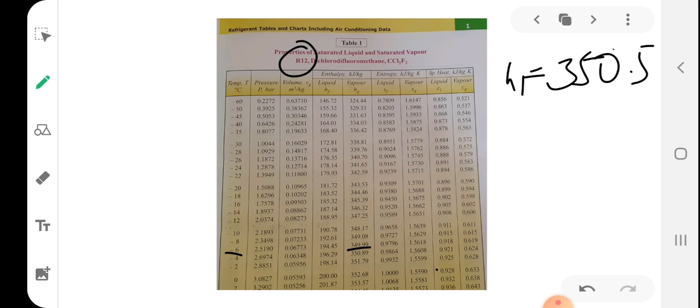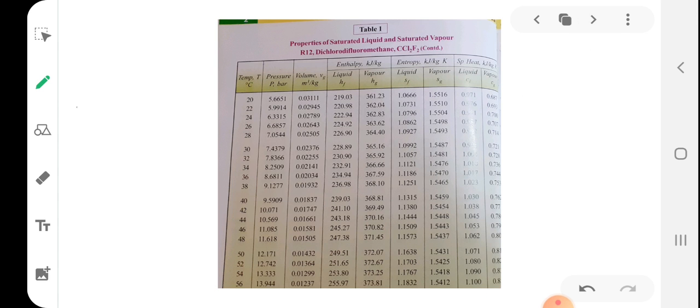We'll take it as 355, and H4 will be equal to H3, which is equal to HF3 itself, corresponding to 35 degrees Celsius, right? So you use the second table where you can find 35, so it will be HF, right? So it will be around 233.5. Take it as 233.